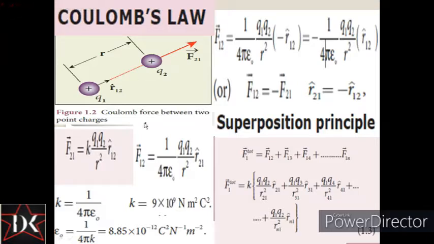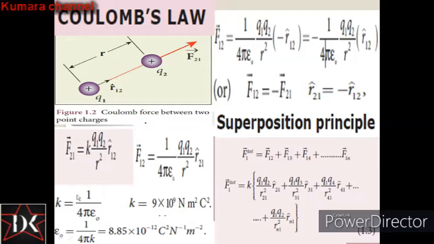Similarly, we can write the force acting on charge q1 due to q2. This is represented by this equation, that is F12. Here r21 represents the unit vector pointing from charge q2 to charge q1. These two unit vectors, r12 and r21, are equal in magnitude but opposite in direction. So we can write r21 is equal to minus r12 and F12 is equal to minus F21. From this we can understand that Coulomb's law obeys Newton's third law of motion.